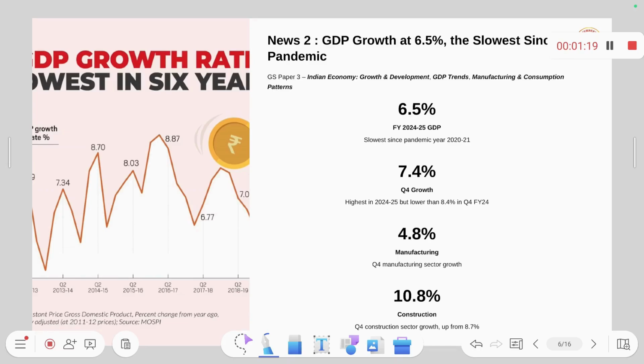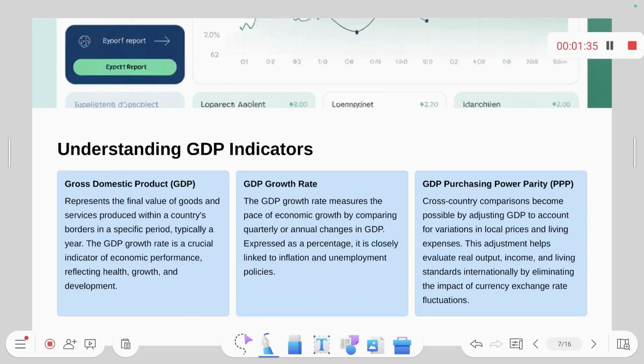Yearly 2020. GDP growth rate at 6.5%, the slowest since the pandemic. The slowest growth was in quarter 4 at 7.4%, with the manufacturing sector at 4.8% and the construction sector at 10.8% in the fourth quarter of the year.